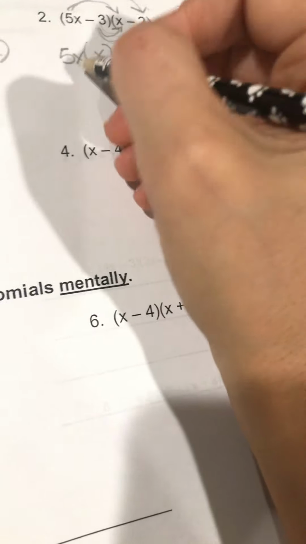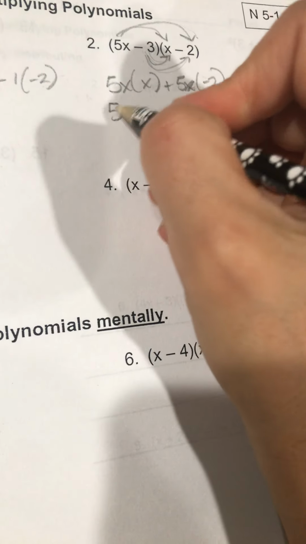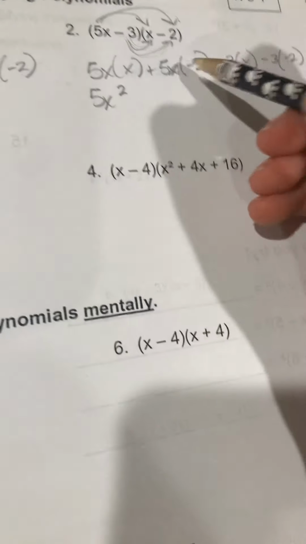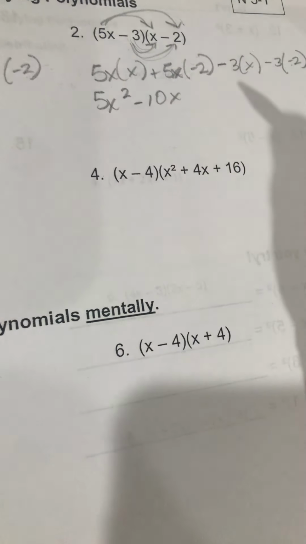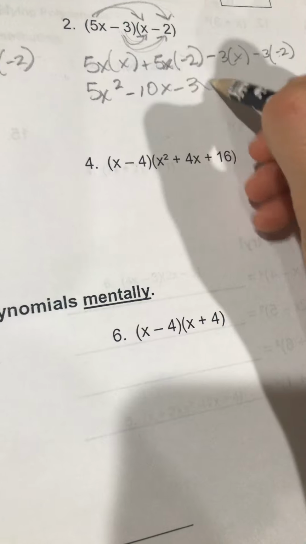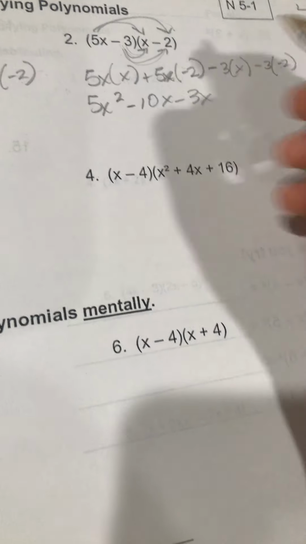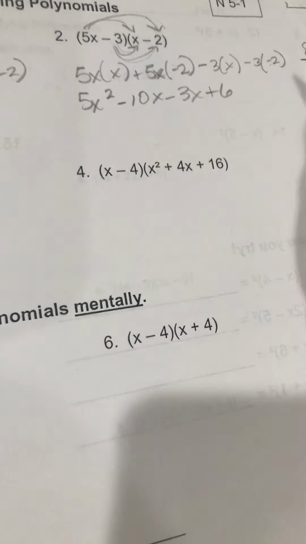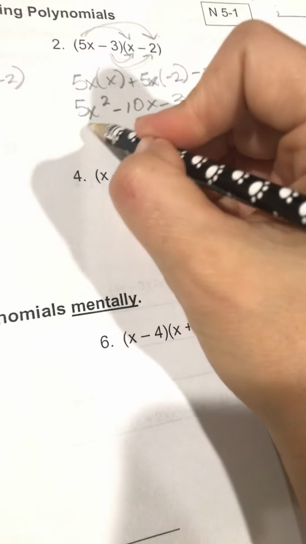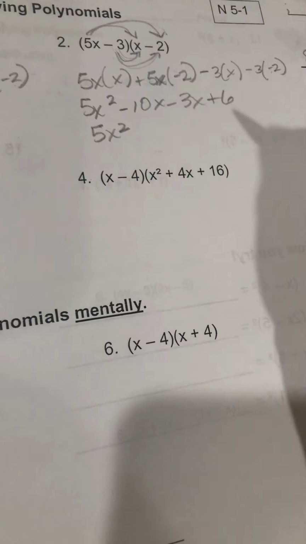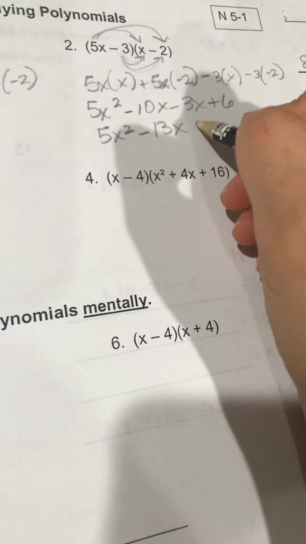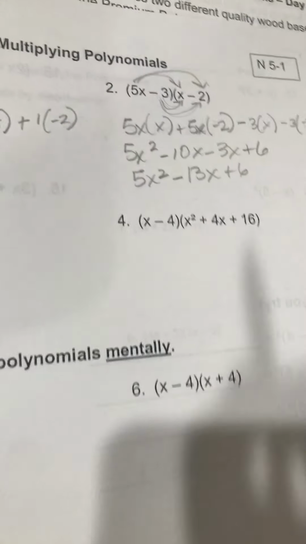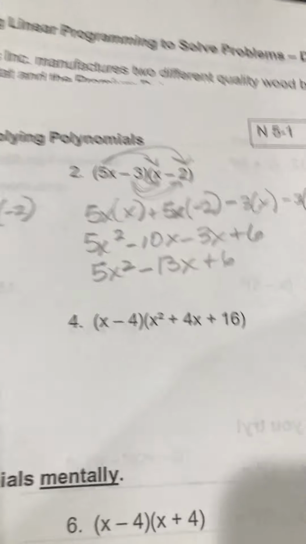Okay, so now we're going to multiply. 5x times x is 5x squared, minus 10x, 5x times negative 2, minus 3x, plus 6, negative 3 times negative 2. So you're going to have 5x squared, negative 10x minus 3x, negative 13x, plus 6. That's your answer.